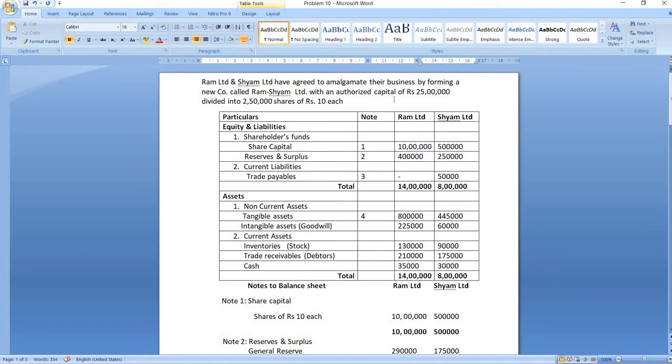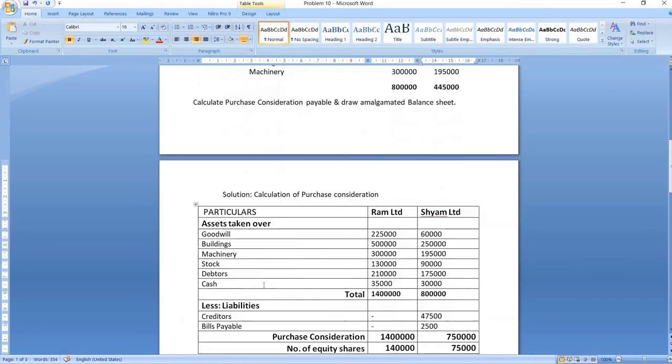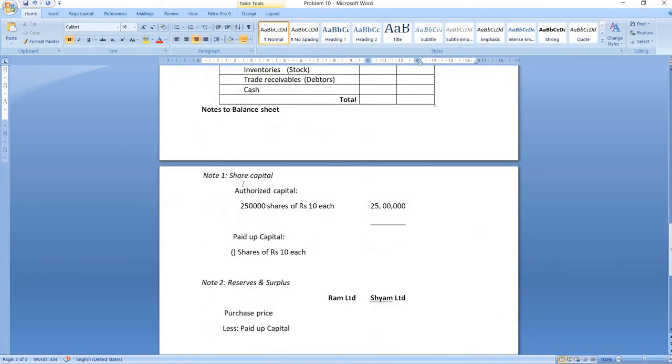So this is the authorized capital, 25 lakhs, which is divided into 2,50,000 shares of rupees 10 each. So same we will show it in the note. First authorized capital, so 2,50,000 shares of rupees 10 each, 25 lakhs. Now this will not be shown in the balance sheet. In the balance sheet we will show only the paid up capital.